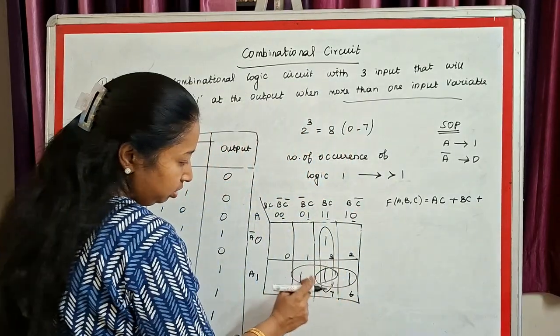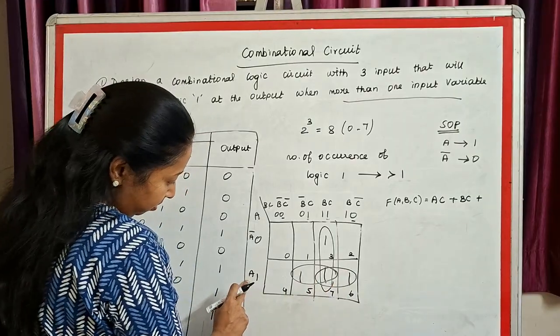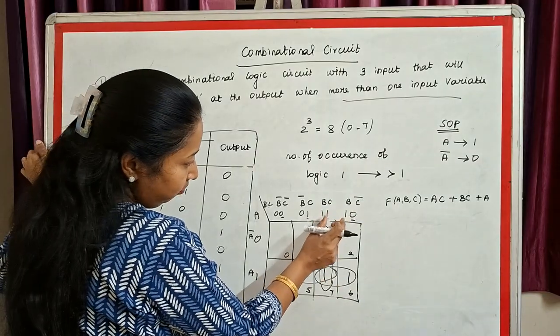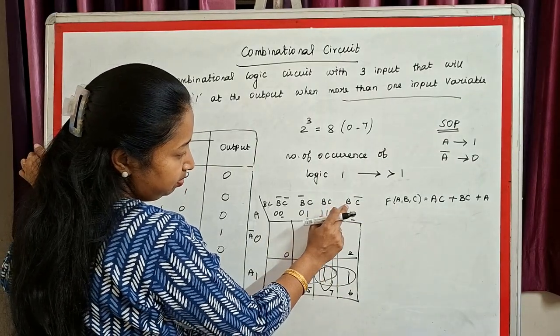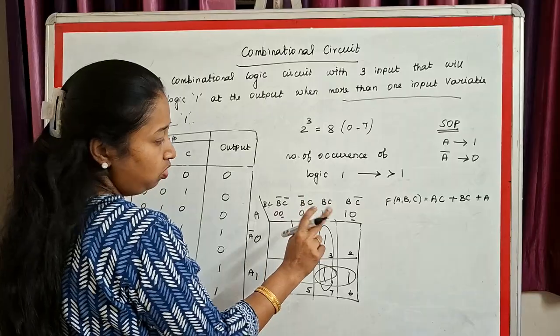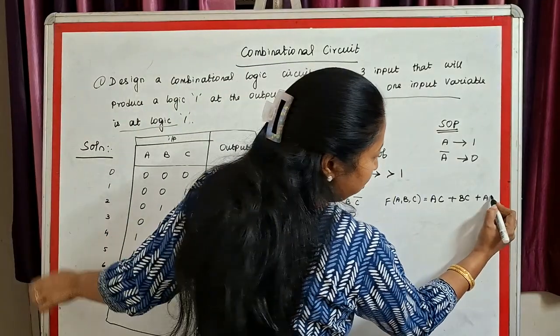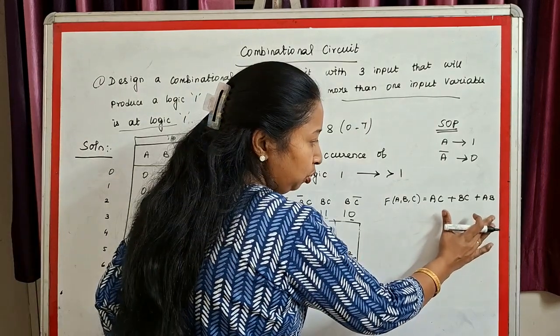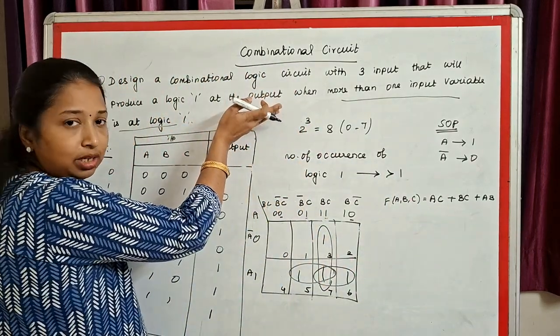And coming to this particular bubble. On the vertical it is a, and on the horizontal, the first variable b is common. The second, c and c bar, is not common. So I will take only the first variable. Clear? This is my simplified Boolean expression for the given statement.